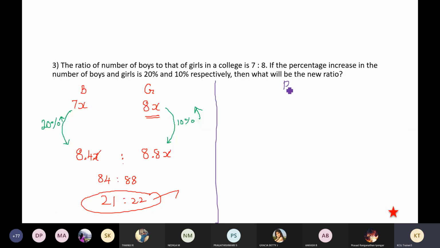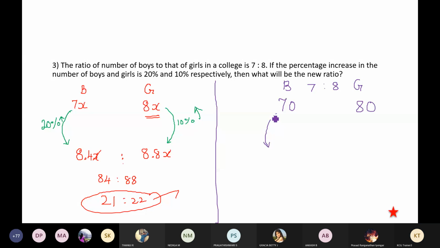Now, for the same question, even if you assume the value for number of boys and number of girls, please do make sure it is in the ratio 7:8. That's all. So what I'm going to do is I'm going to assume that there are 70 boys and 80 girls. And even after that, if you proceed, you'll get the same answer.